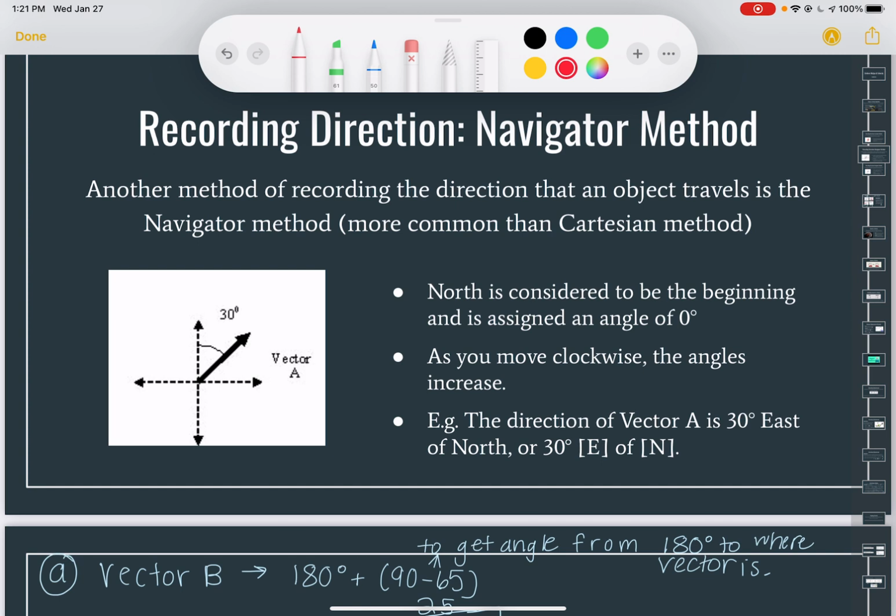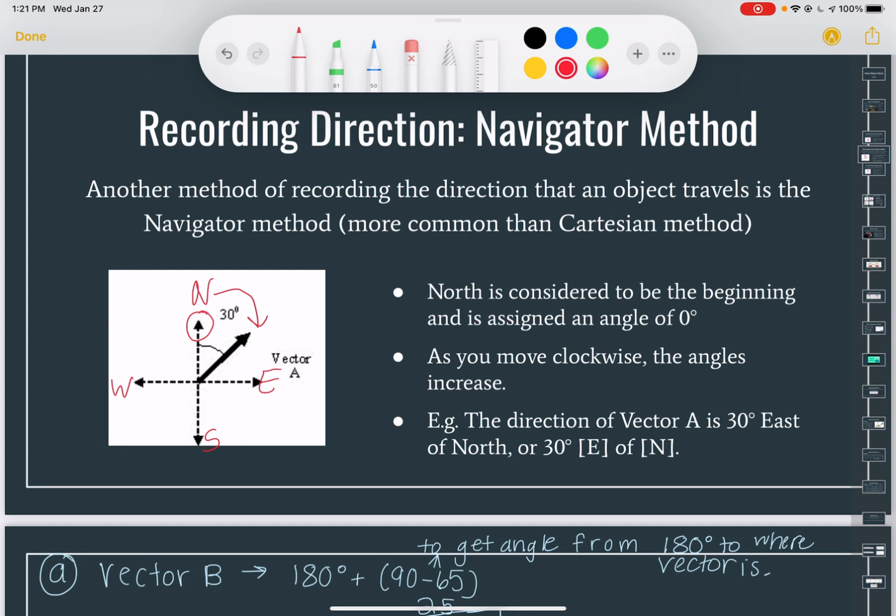Another way of recording direction is using the navigator method. This is probably used more commonly than the Cartesian method. I almost exclusively use the navigator method. It says north is considered to be the beginning and is assigned an angle of 0. So north on this picture would be here. I can label that northeast, southwest. As you move clockwise, the angles increase. So you're going clockwise from north this way, and it gets bigger and bigger.